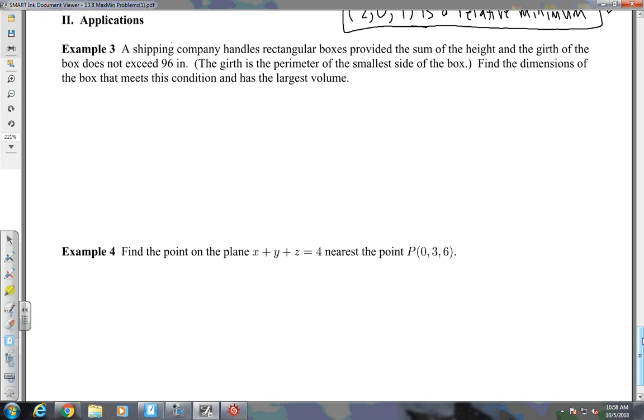Example 3. A shipping company handles rectangular boxes provided that the sum of the height and the girth of the box does not exceed 96 inches. The girth is the perimeter of the smallest side of the box. So if you want to send something in the mail, your package has to fit within these parameters. Our goal is to find the dimensions of the box that meets this condition and has the largest volume. So we have a box we could represent as a rectangular prism.